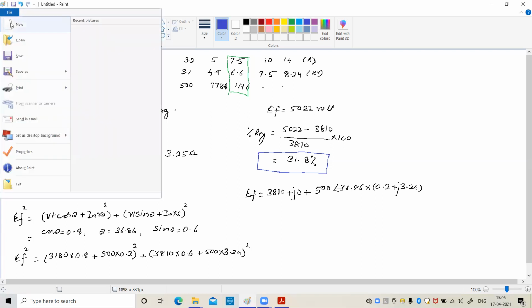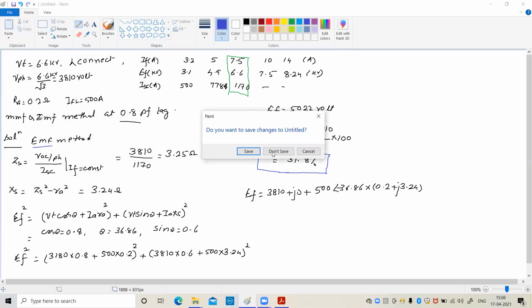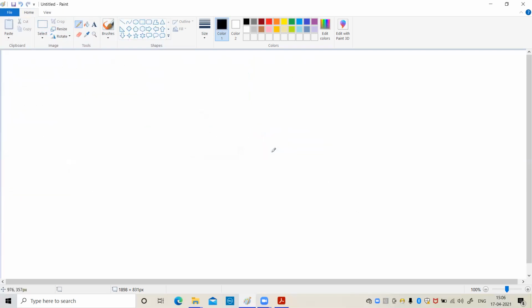So for the MMF method, first we will draw the OCC and SCC on the graph paper. And the second point is to calculate the value of E dash.